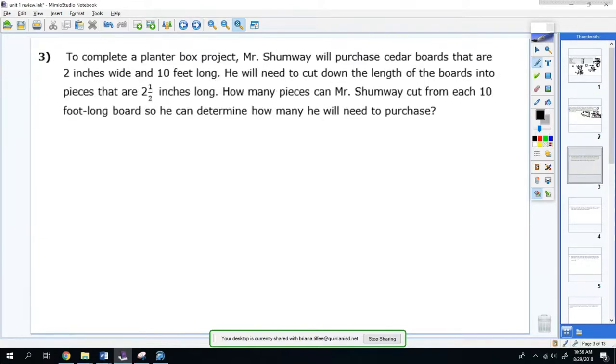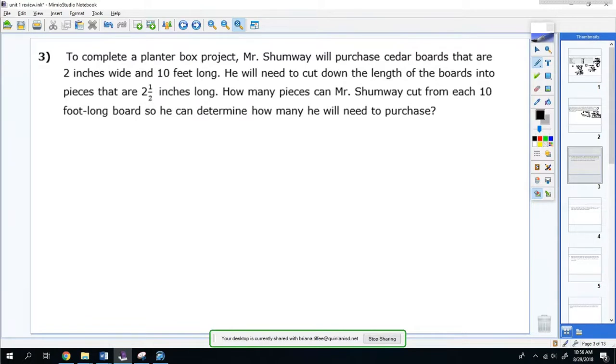All right, number 3. To complete a planter box, Mr. Shumway will purchase cedar boards that are 2 inches wide by 10 feet long. You'll need to cut the length of the boards into pieces that are 2.5 inches long. How many pieces can Mr. Shumway cut from a 10-foot long board? So you can determine how many he'll need to purchase.